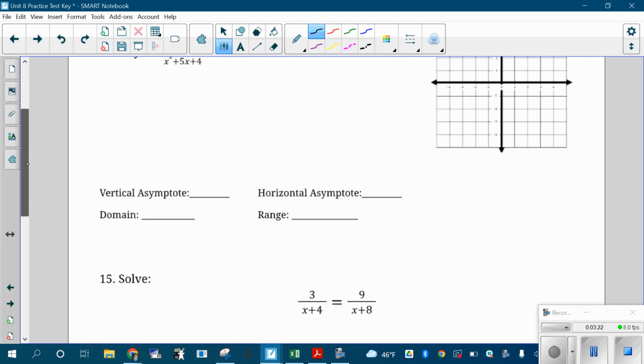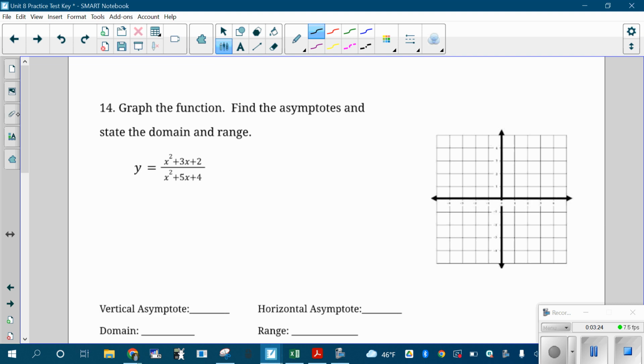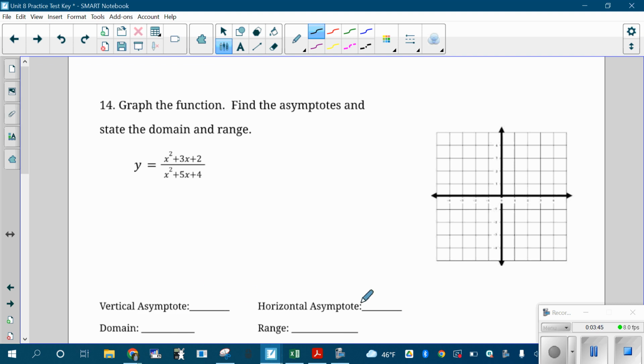For number 14, it's not one of the transformation ones. Actually, let's not start by factoring. Instead, I'm just going to think about my little different rules for finding out different features of the graph.